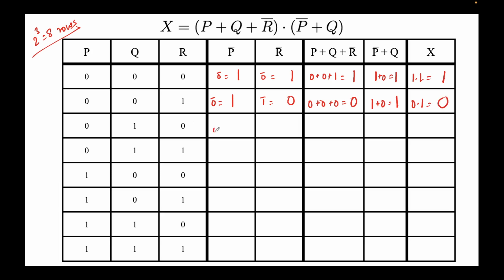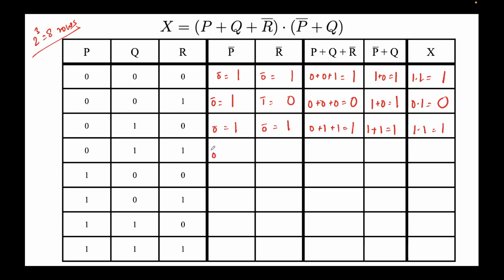Let's do it again. So 0 bar will again be 1. R is 0, so 0 bar is 1. P plus Q plus R bar: the value of P is 0, Q is 1, R bar is 1. So this will turn out to be 1. P bar plus Q: P bar is 1, Q is also 1. 1 plus 1 is 1. High, and if you add something high value to a high value, it will only be higher. That's why 1 plus 1 is equal to 1 in this 1-bit Boolean algebra. Then we get 1 times 1, which is equal to 1.